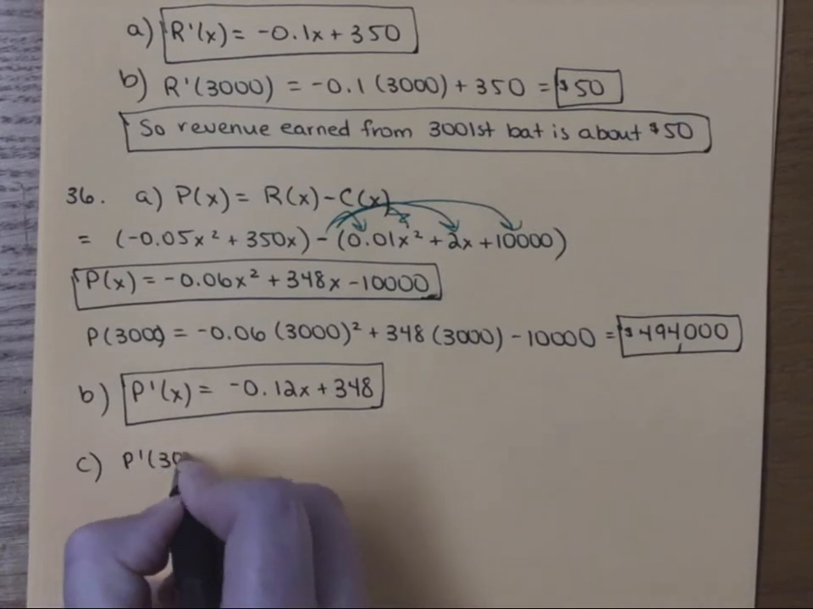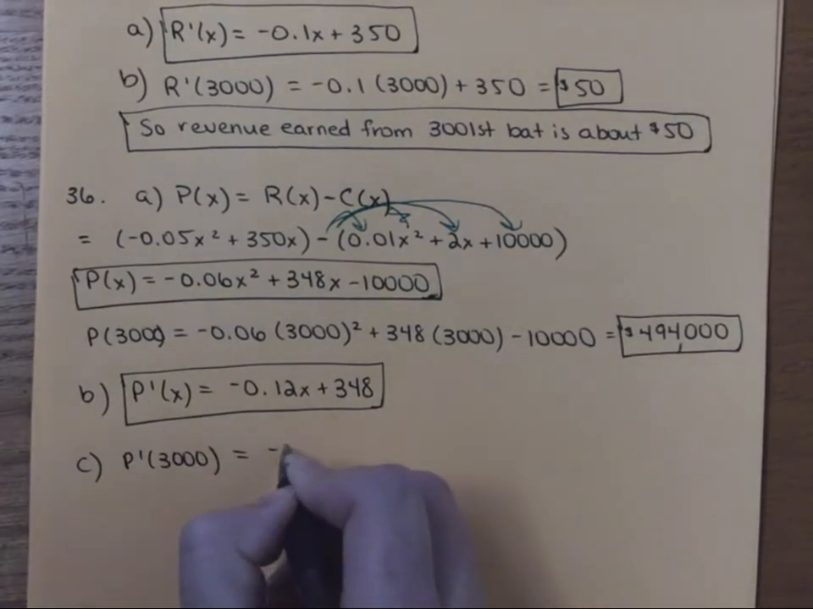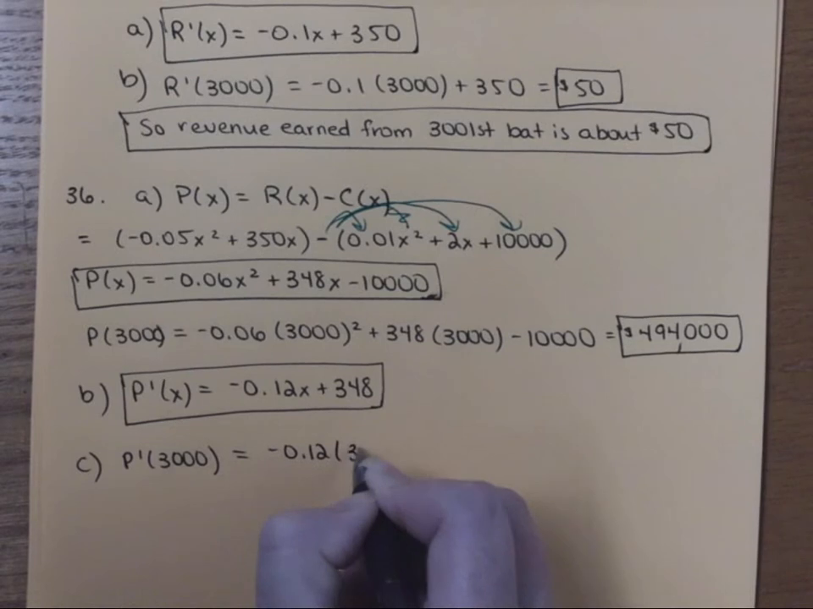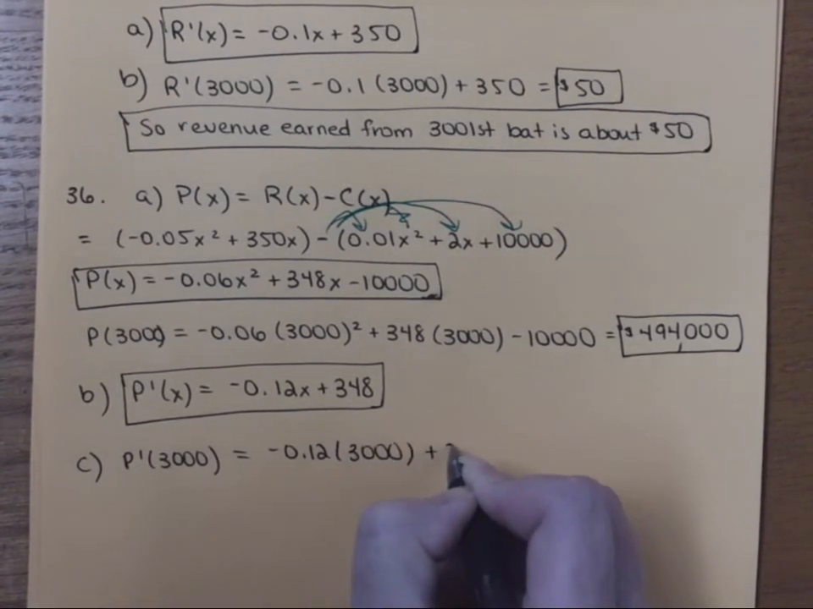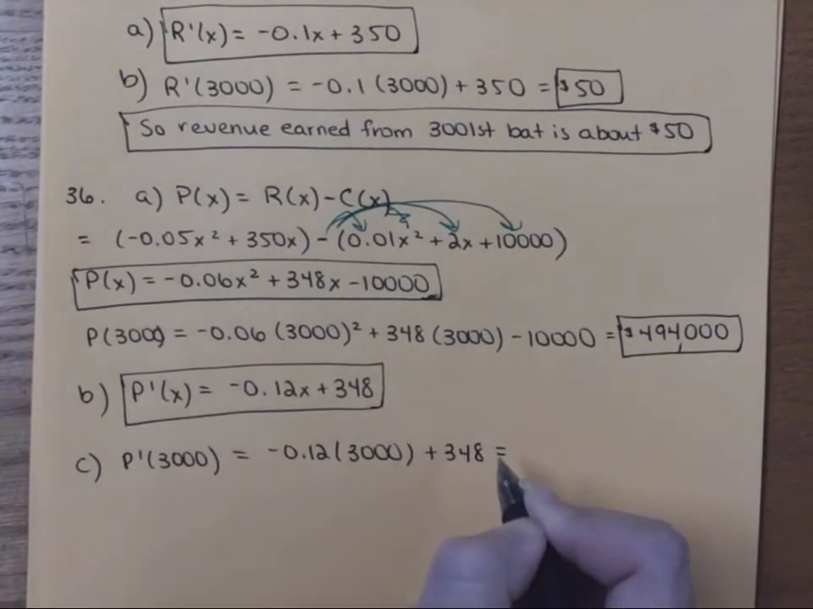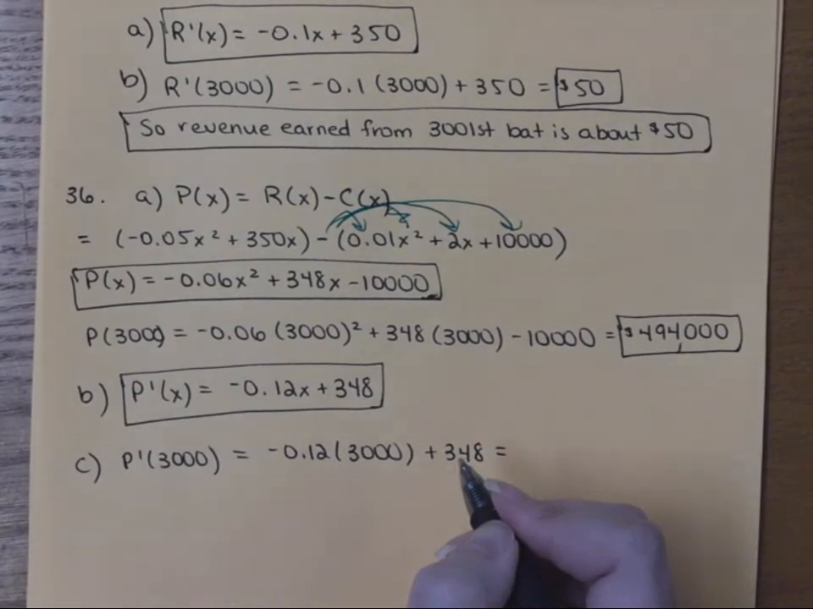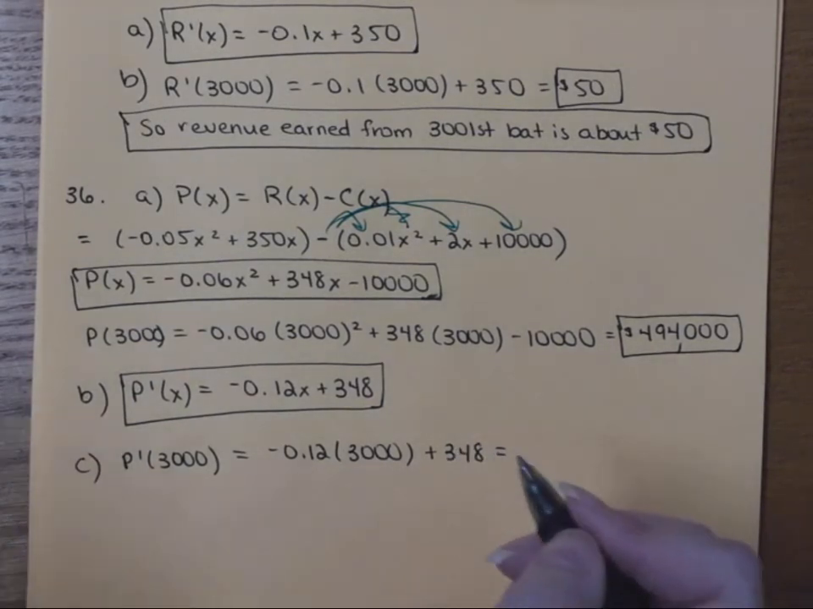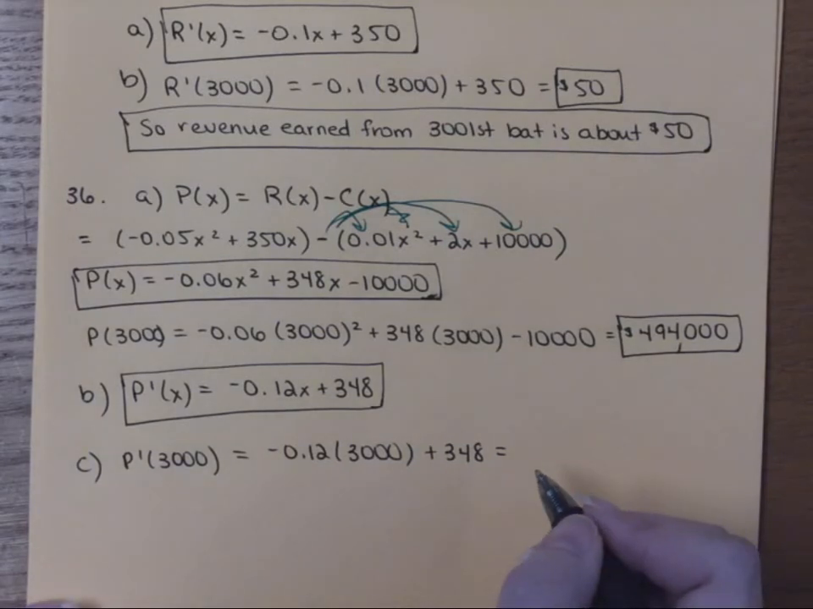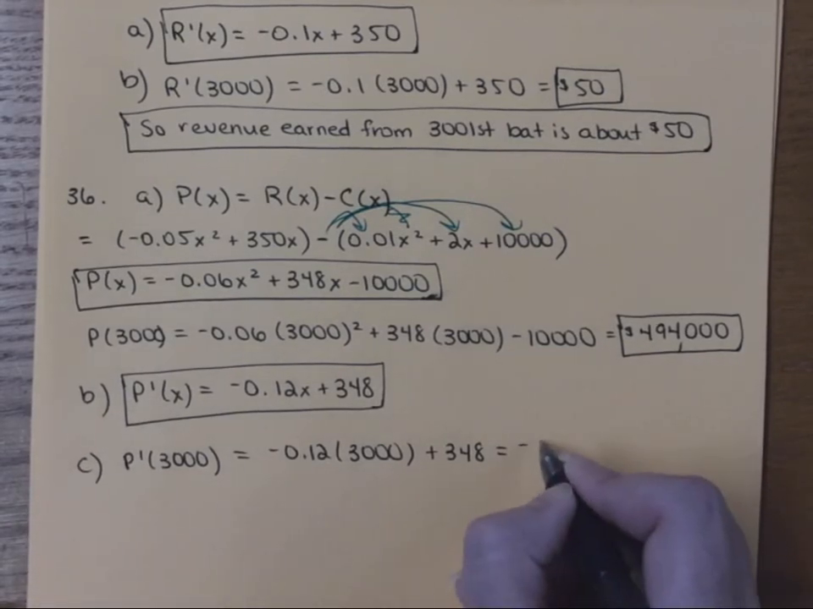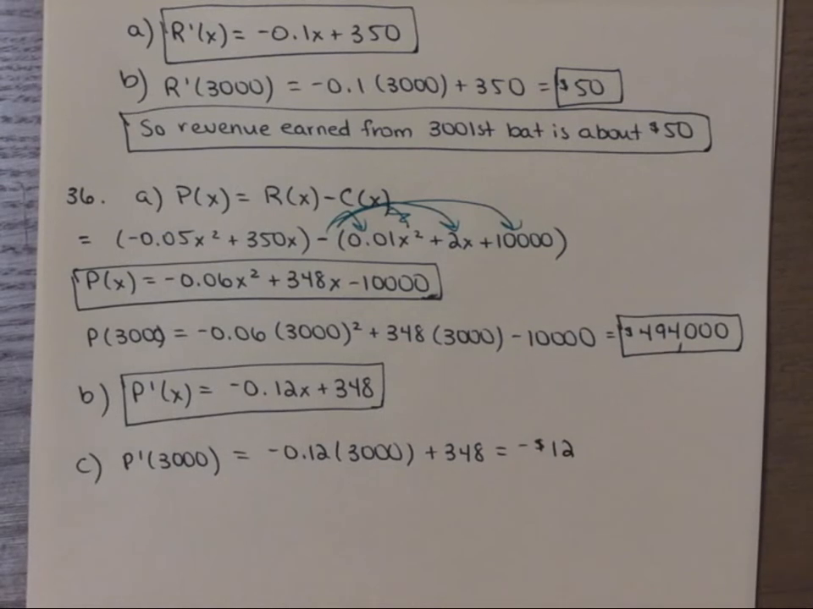So P prime of 3,000 would be plug in 3,000, right? And then briefly explain what your results mean. So if you plug in 3,000, this is part C, right? If you plug in 3,000, sorry, I had to find my calculator, you're going to get negative 12.